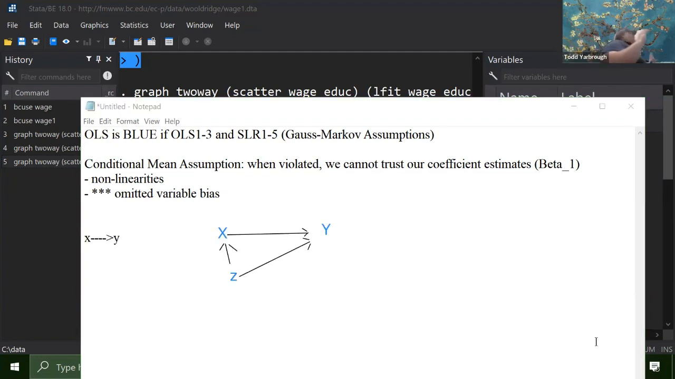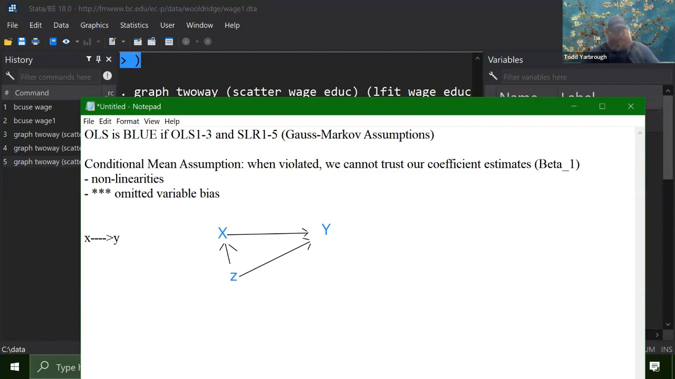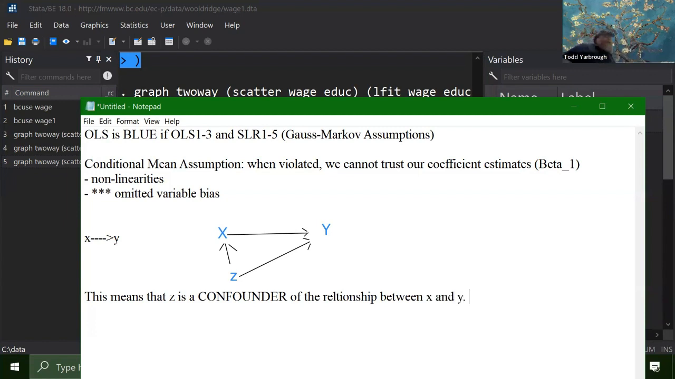Now, here's what I mean by that. Let's say for a moment that in addition to X causing Y, we have good evidence or perhaps good intuition that suggests that there is another variable Z, and Z affects both Y and X. So Z has some causal influence on Y, and Z also has some causal influence on X. This means that Z is a confounder of the relationship between X and Y.